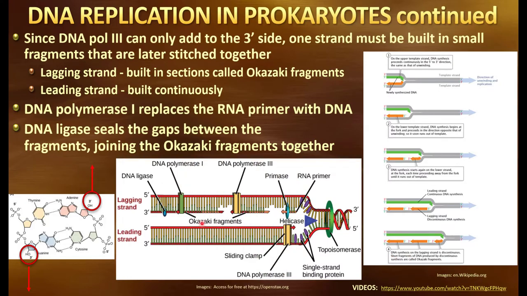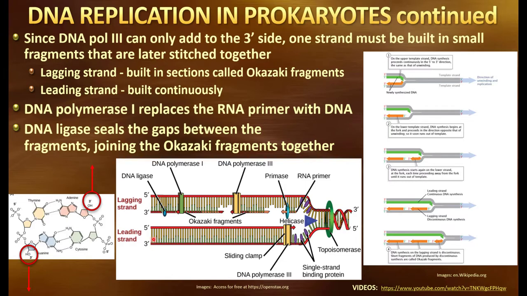Here we have this replication bubble. We're going to look at this fork going towards the right. So we're synthesizing this going from left to right. We have used helicase to unzip the molecule. We're using this topoisomerase right here to keep it from tangling in front of where we're opening it.